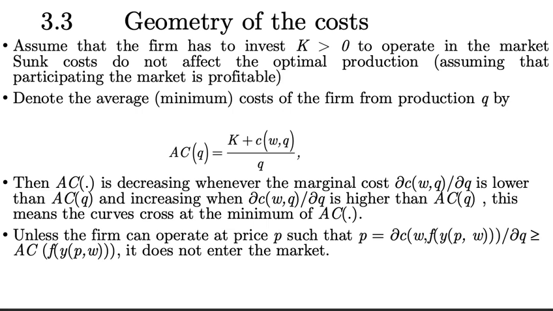So let's say the average cost of the firm from producing Q units of output is given by this. As you can see, average cost as a function of Q is actually sunk cost plus variable cost, and then this divided by Q just to get the average. So AC here is decreasing whenever the marginal cost is lower than AC. So this is very basic actually. I'll show you in the formal graph after this. And increasing when marginal cost is higher than AC. So this means the curves cross at the minimum of AC. So this is just a repetition.